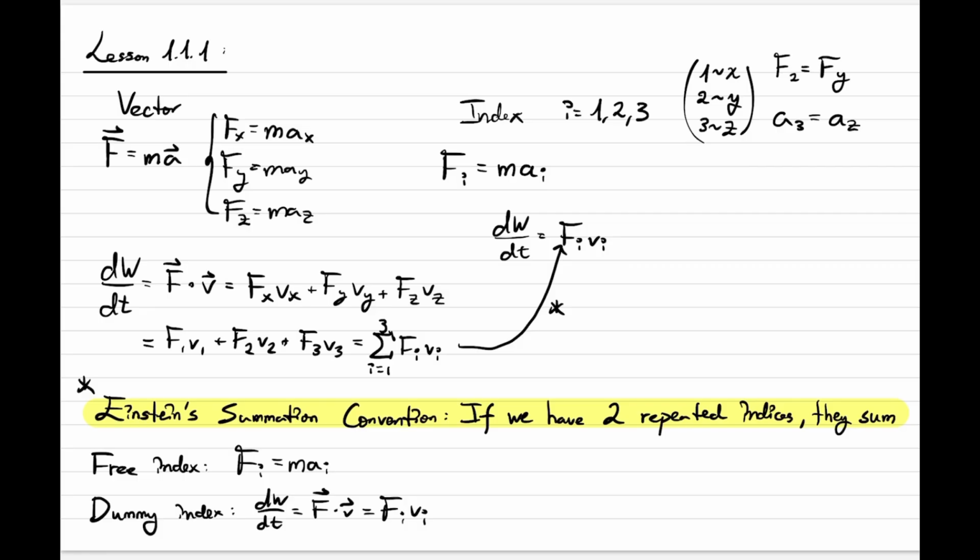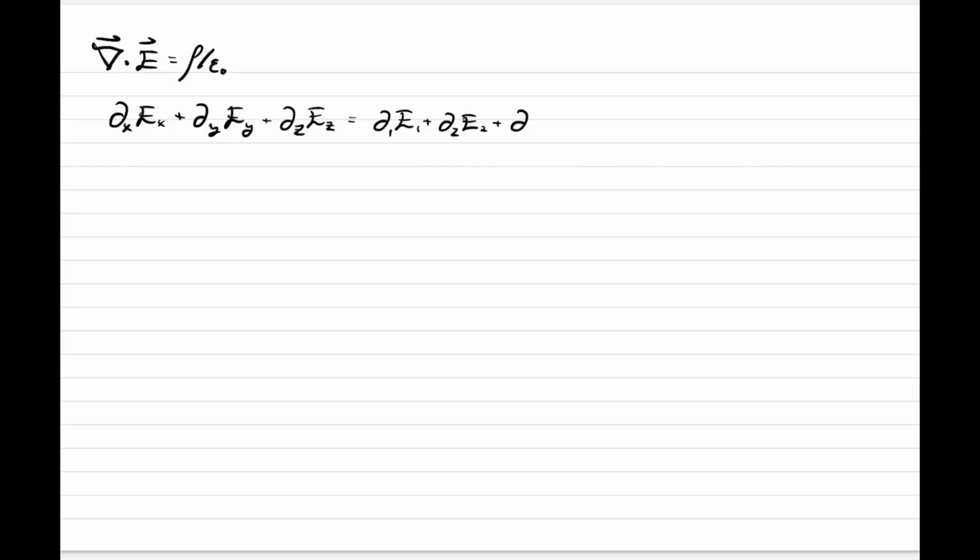We'll see more examples in more equations in later videos, but this is the notion of a free and dummy index. We may see another example, and we can take Gauss' law of electrodynamics, which is that the divergence of E equals rho over epsilon 0. So the divergence of E is simply partial x Ex plus partial y Ey plus partial z Ez. Now we may recall the identification we made previously, and we can write this as partial 1 E1 plus partial 2 E2 plus partial 3 E3. And now we can write this as a sum.